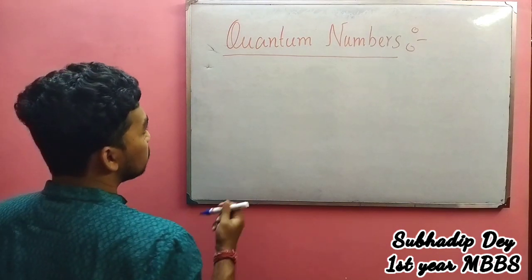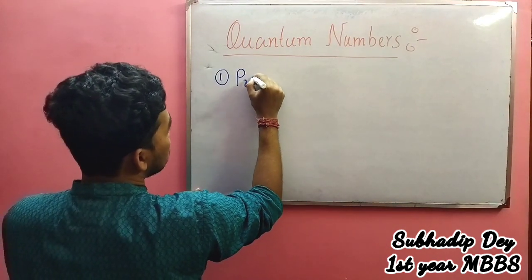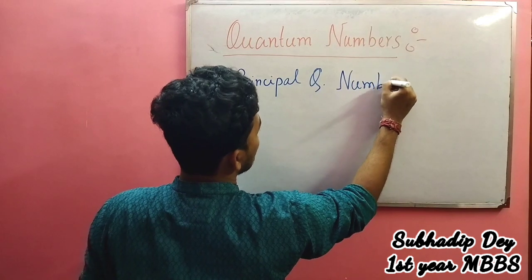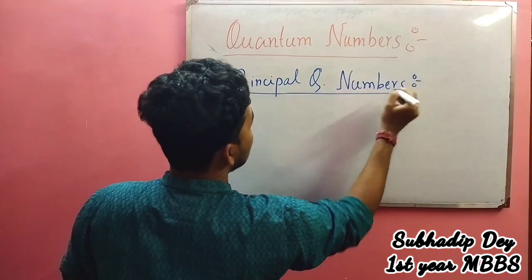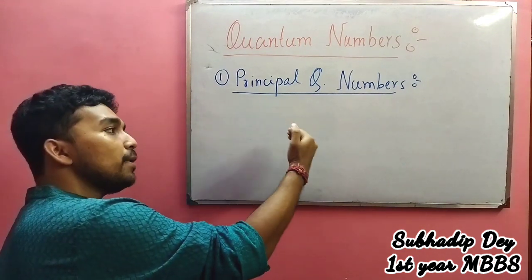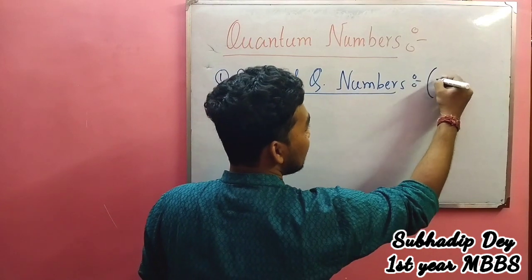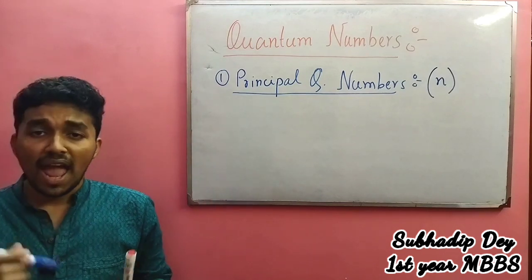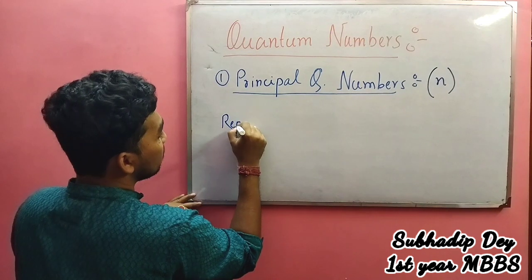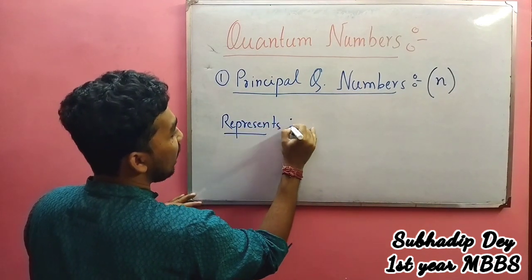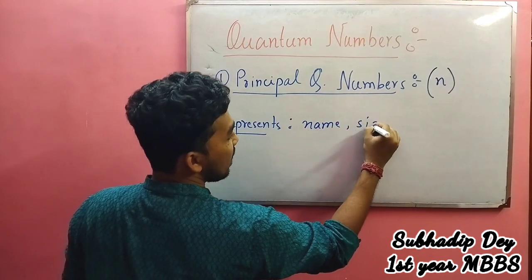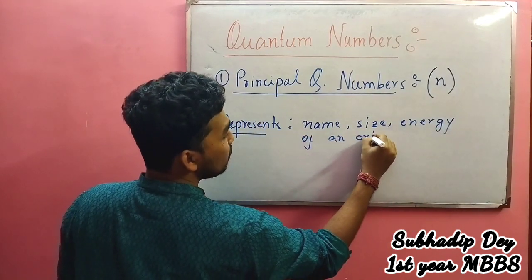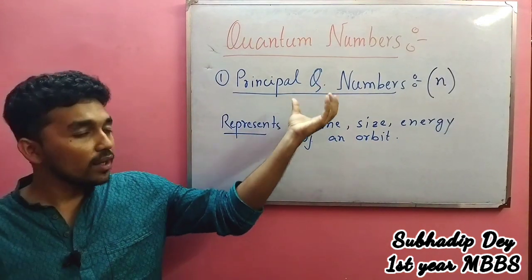चलो. So first comes principal quantum numbers. ठीक है. So principal quantum number is shortly denoted by small n. Small n से principal quantum number denote किया जाता है. And principal quantum number represents the name, size and energy of an orbit in which the electron is residing.